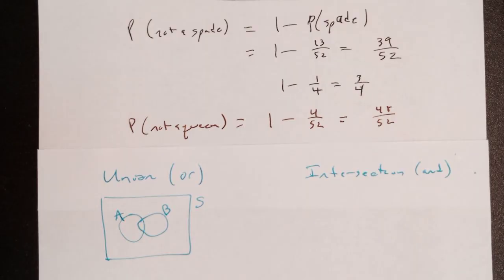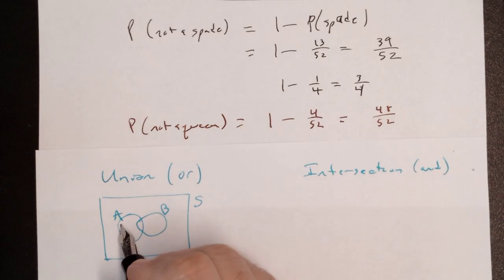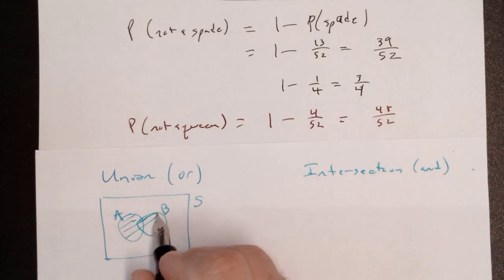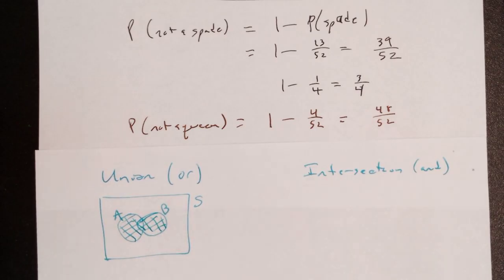I would like you to shade, mark, or somehow delineate in that picture what's covered when I say A or B. What's covered when I say A or B? What parts of this picture are covered? Aha. Right? The whole thing.